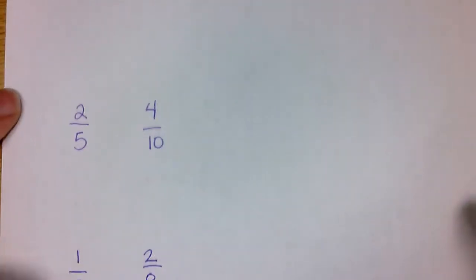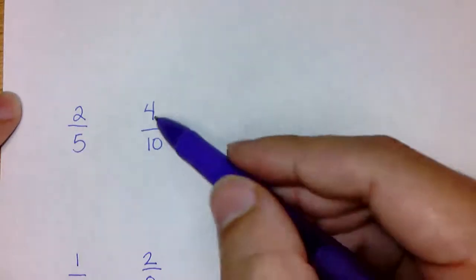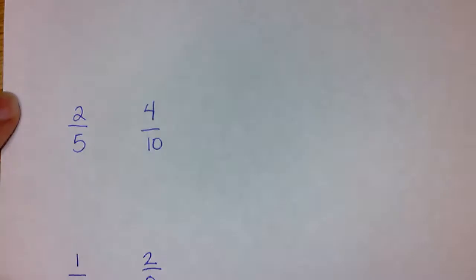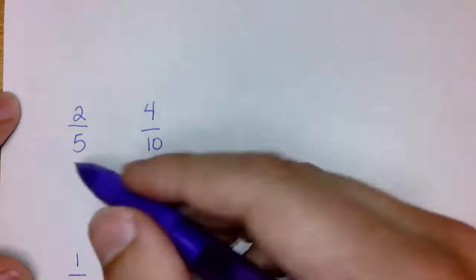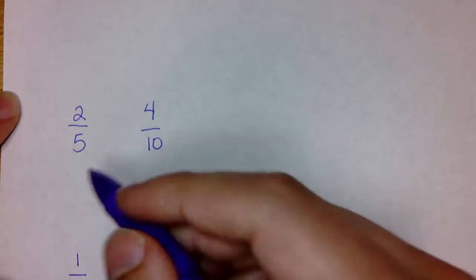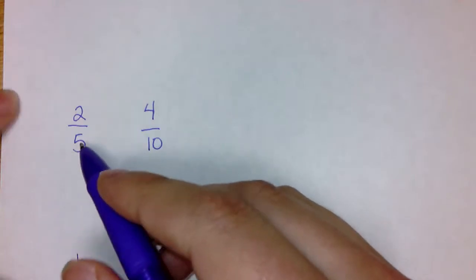The problem will lie sometimes when we have different denominators. So we have 2/5 and 4/10. So we want to make it so they're the same denominator. Well, the question we should ask is, look at the denominator with a digit that's smaller. So we have 5 here.